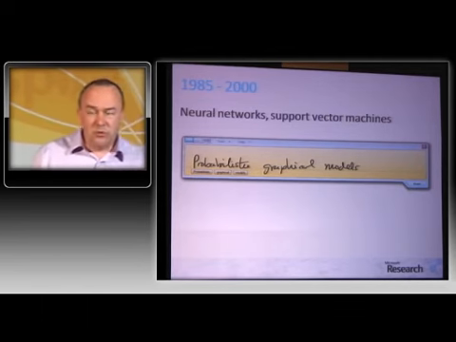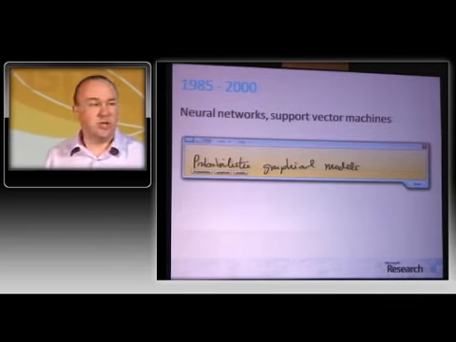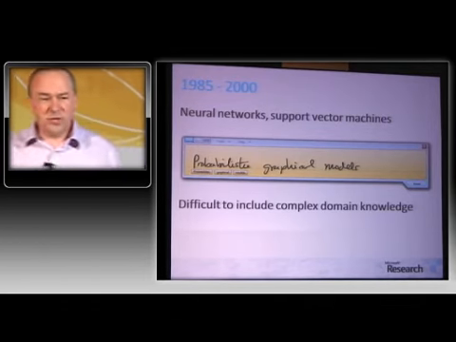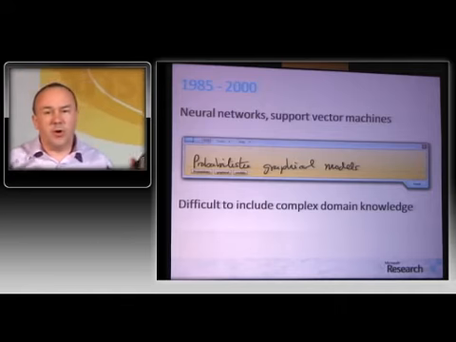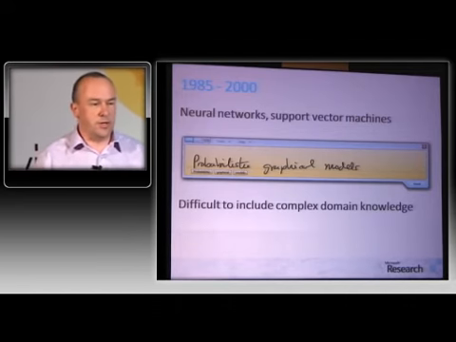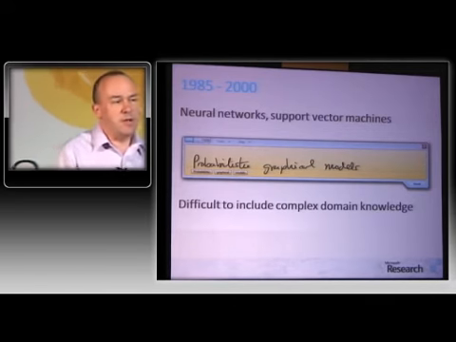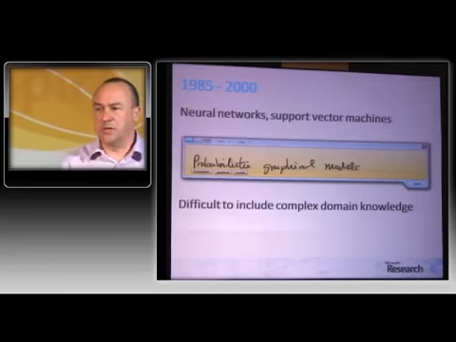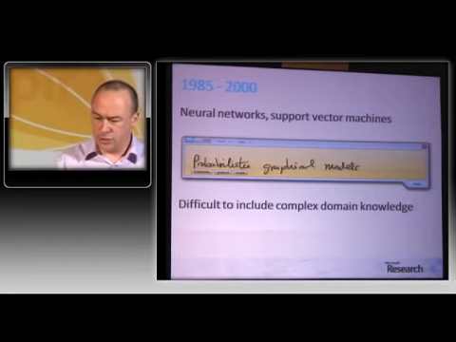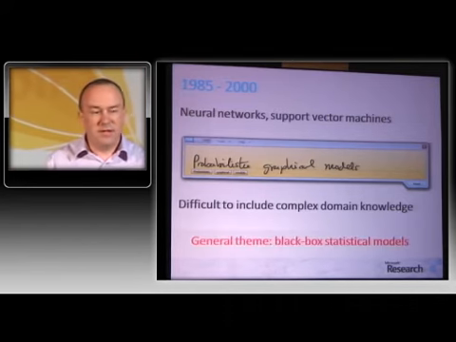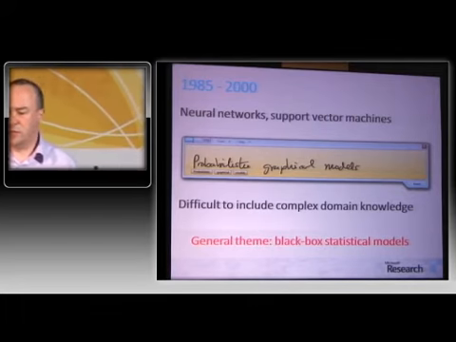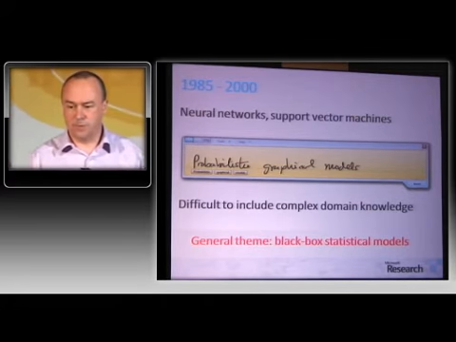So neural networks and other statistical techniques achieved many successes, but one of the challenges is that it's difficult to incorporate complex domain knowledge. These are black boxes, and it's very hard to modify the black box to build in your expert domain knowledge. So I'll characterize this phase of the field as an emphasis on black box statistical models.